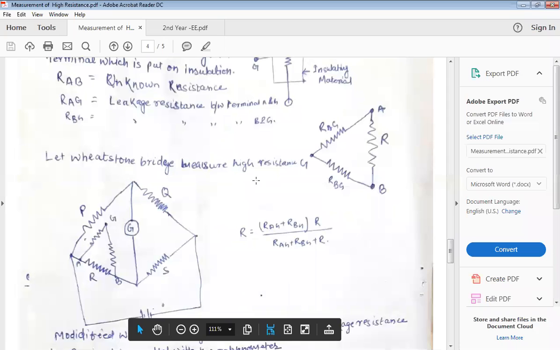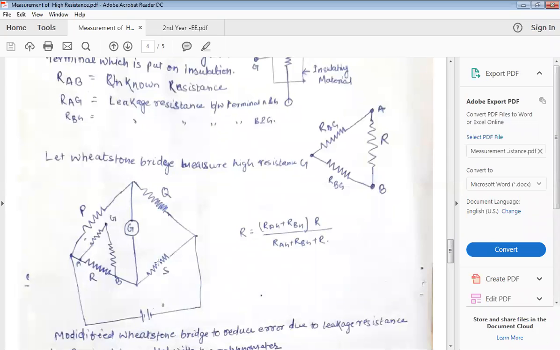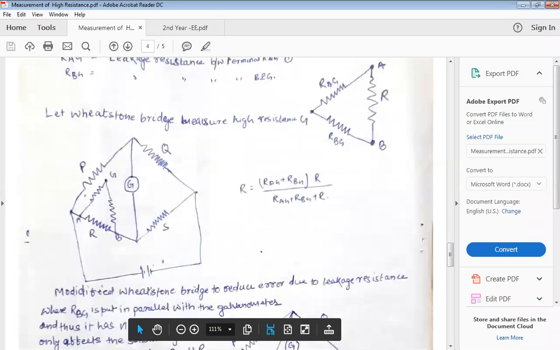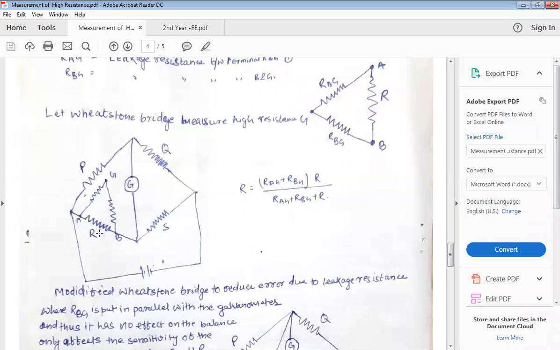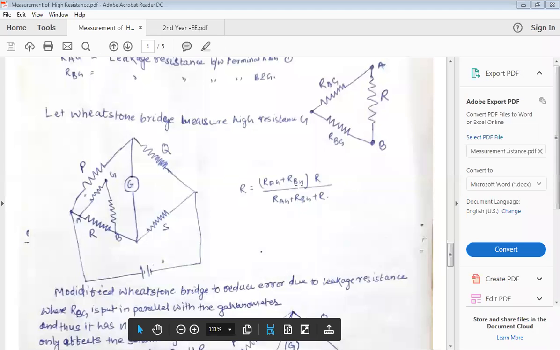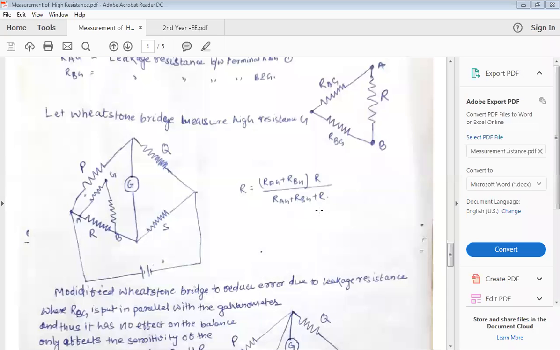When you connect this high resistance in the Wheatstone bridge and find the null point, suppose PQRS, with one galvanometer and a voltage source, then when you find the equivalent resistance across the terminal AB, RAG and RBG are in series, and that is in parallel with the unknown resistance R. Then the total resistance is R equal to (RAG plus RBG) into R, divided by (RAG plus RBG plus R).